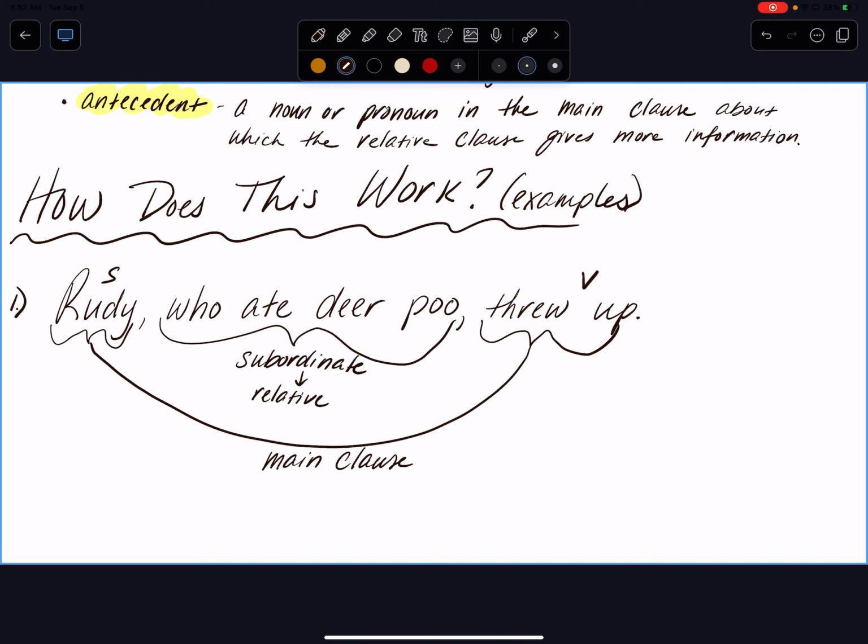Okay, now, which word is my antecedent? Which word is getting more information told about? Rudy is. So Rudy, I'm going to write this in a different color so you can see. Rudy is my antecedent. And what word is my relative pronoun? Who.